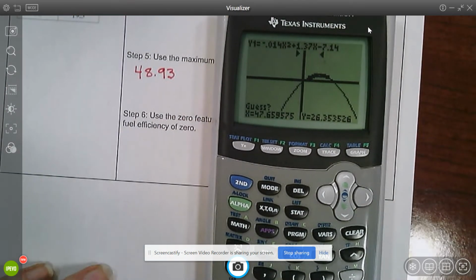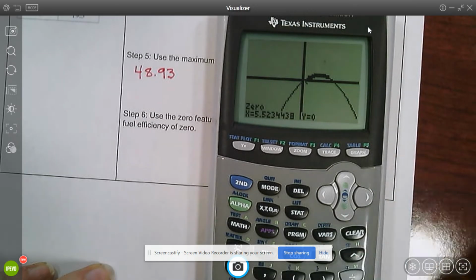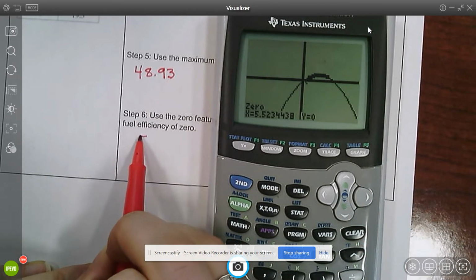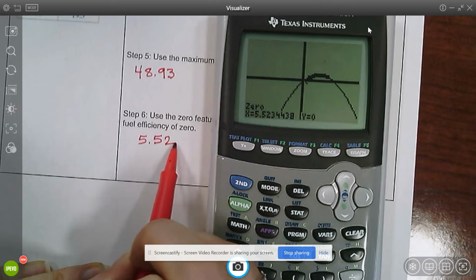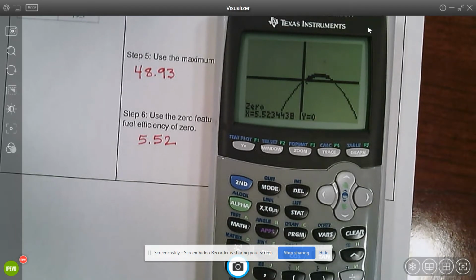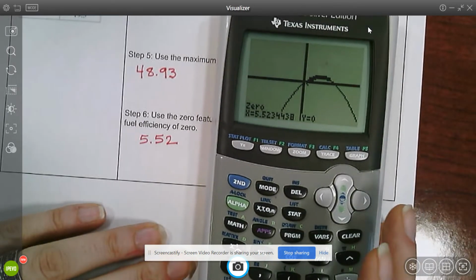And it's saying, okay, you want to guess here? And I say, yep. So one of my x values is 5.52. So going 5.52 miles per hour is 0 fuel efficiency.